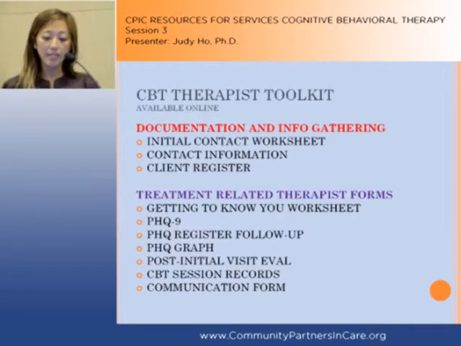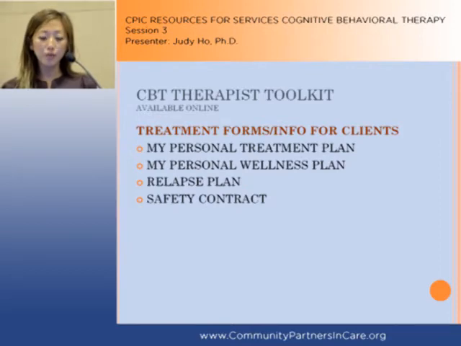There are forms for documentation and information gathering that include an initial contact worksheet, contact information, and the client register. There are treatment-related therapist forms, such as the Getting to Know You worksheet and the PHQ-9, which we've discussed on both the first and the second session of these CBT trainings. There's the PHQ Register Follow-up, the PHQ Graph, the Post-Initial Visit Evaluation, CBT Session Records, and Communication Form. Finally, there are some treatment forms and information for clients, such as their personal treatment plan, their personal wellness plan, a relapse plan, and an example of a safety contract.